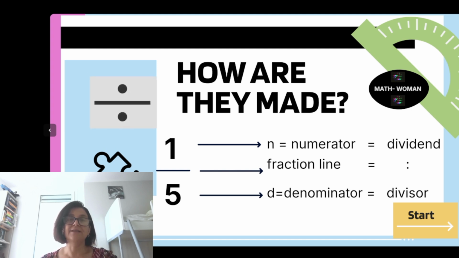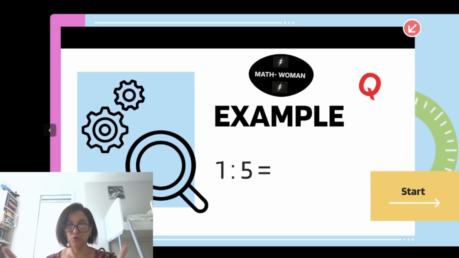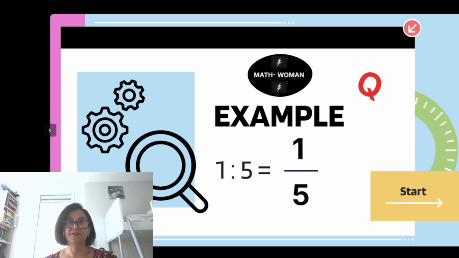Under the line we find the denominator, which is the old divisor, and we use the letter D to refer to it. So, my old division 1 divided by 5 equals the fraction 1 over 5. All fractions form a new set of numbers, the rational set of numbers, and this set is referred to with the letter Q.